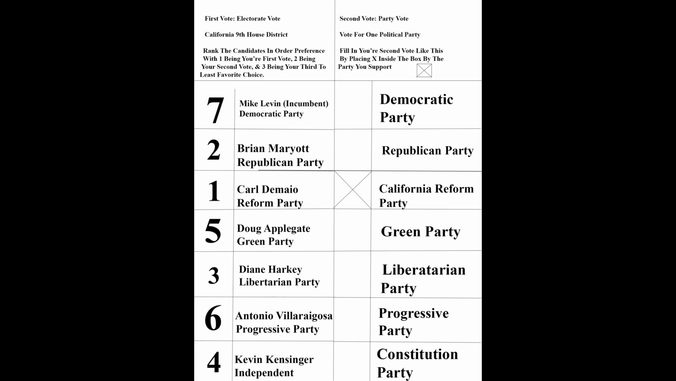And under your second vote, this is a party vote. You get to vote for one political party. As you see on my ballot, I voted for the California Reform Party. And as long as the party gets 5% of the party-wide vote and/or wins an electoral seat, they will be represented in Congress.